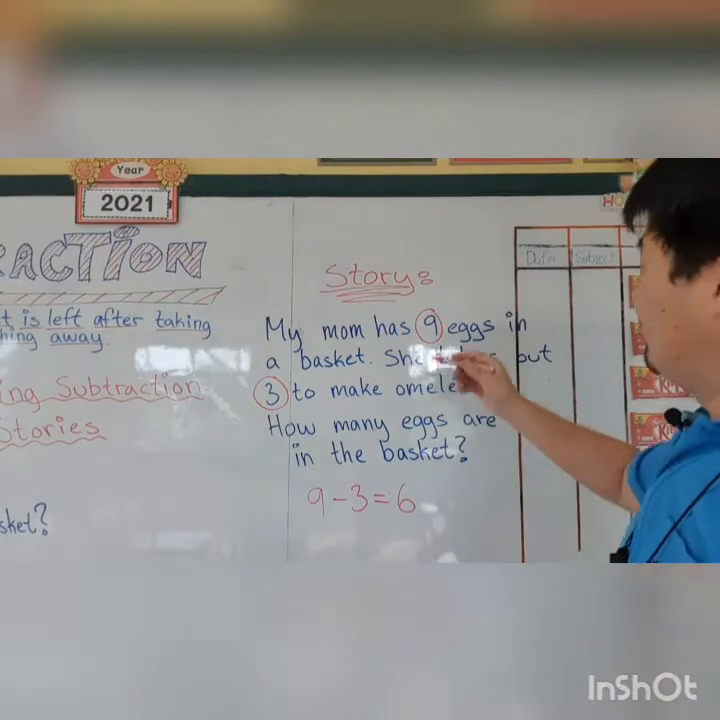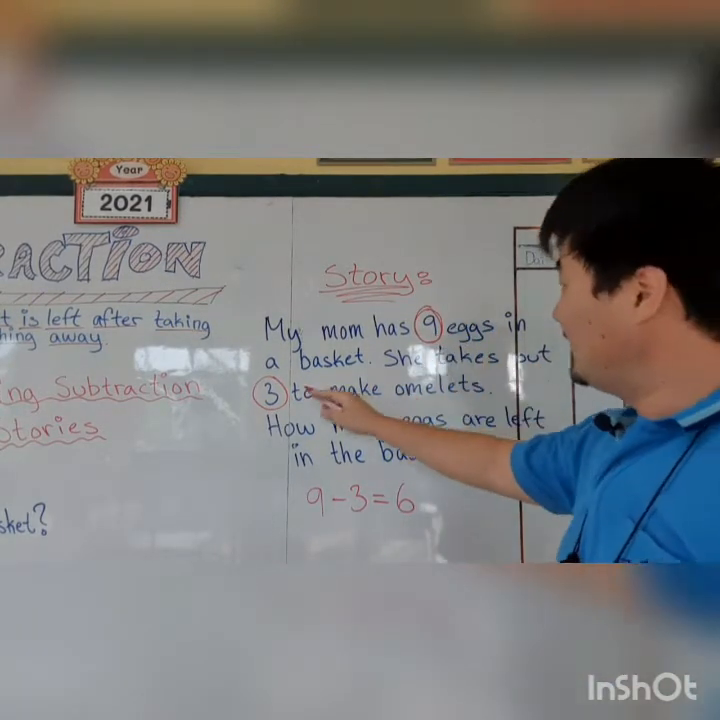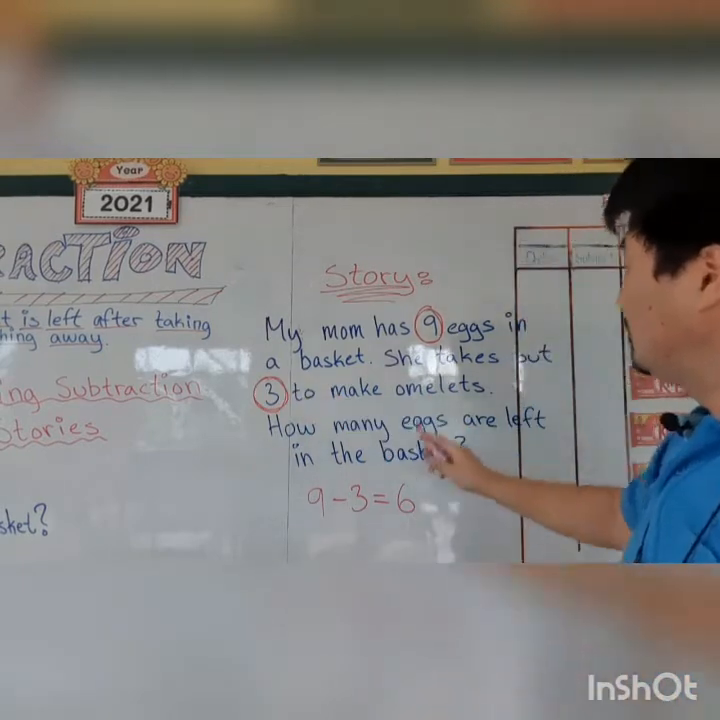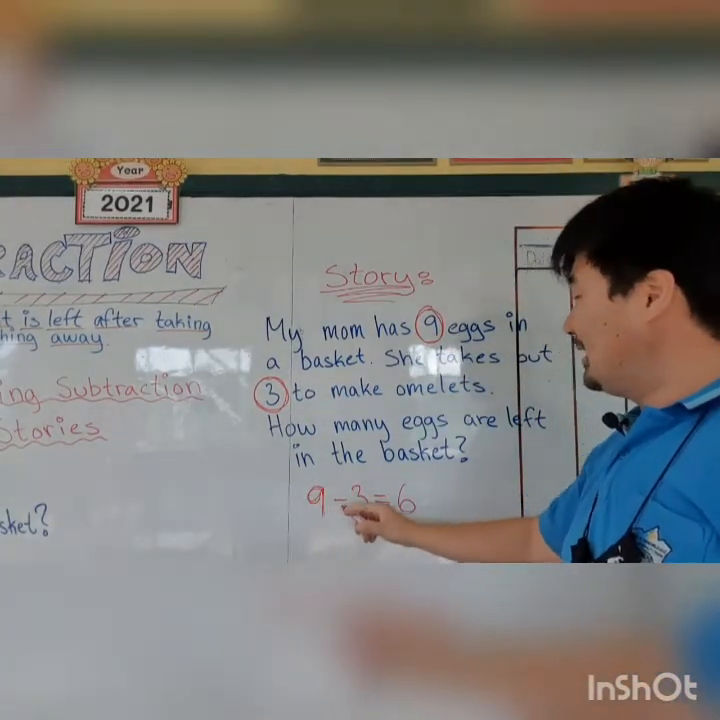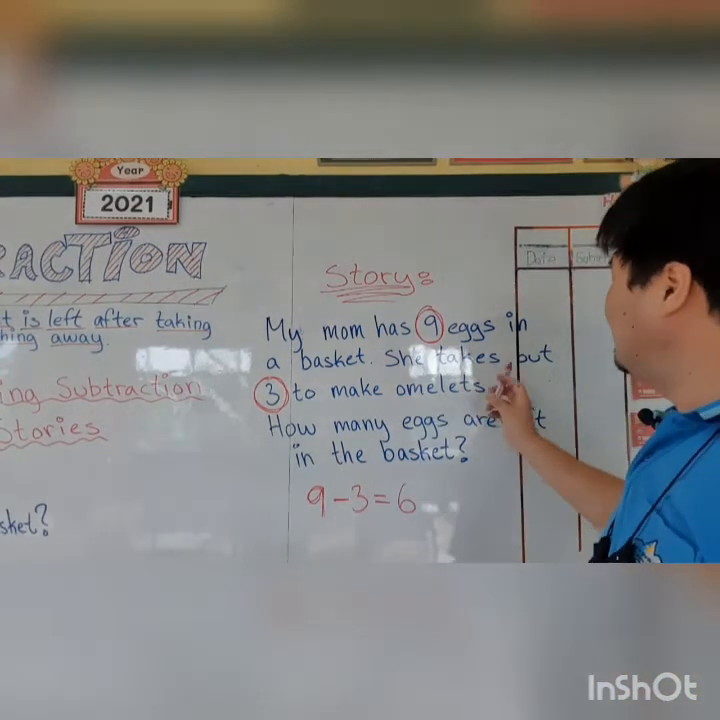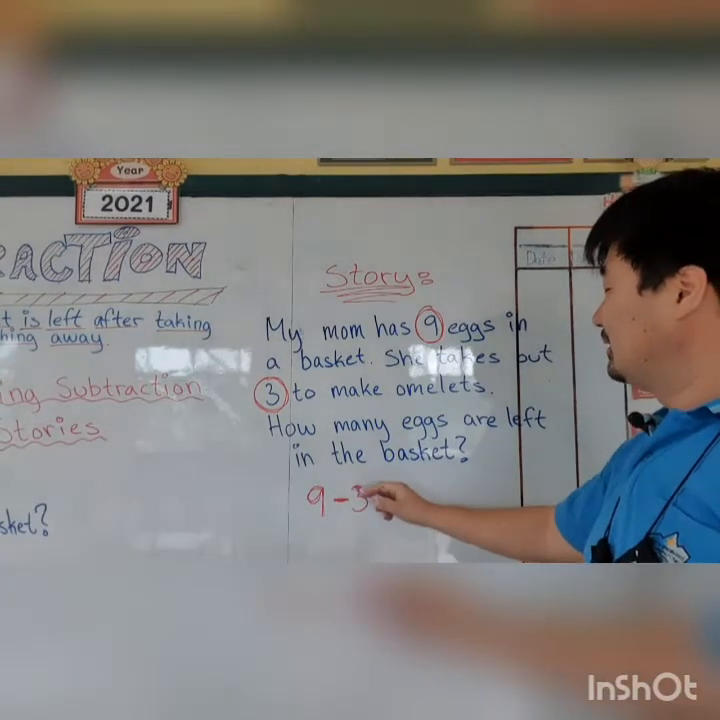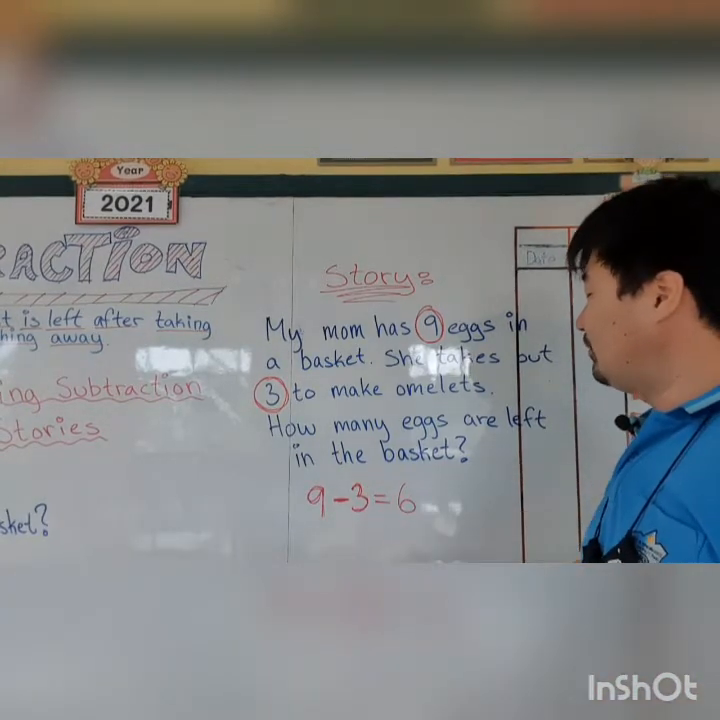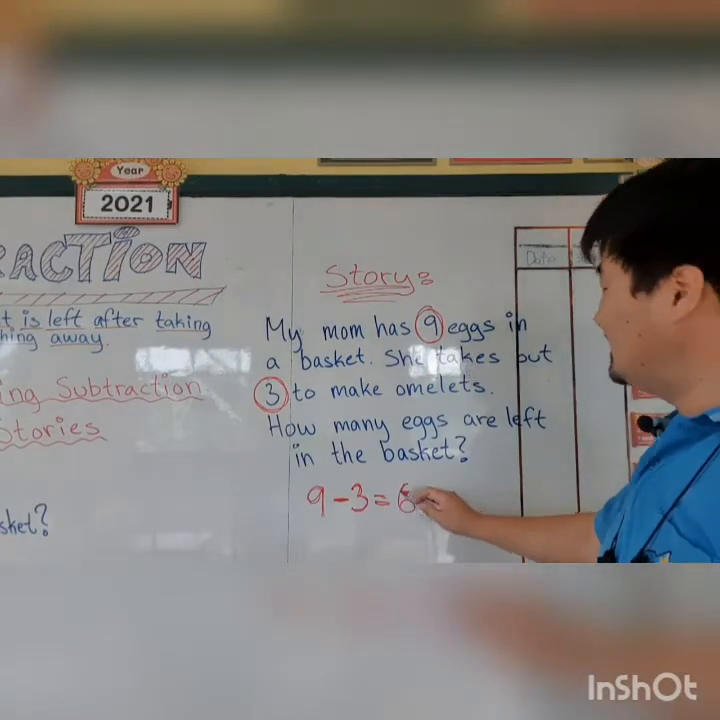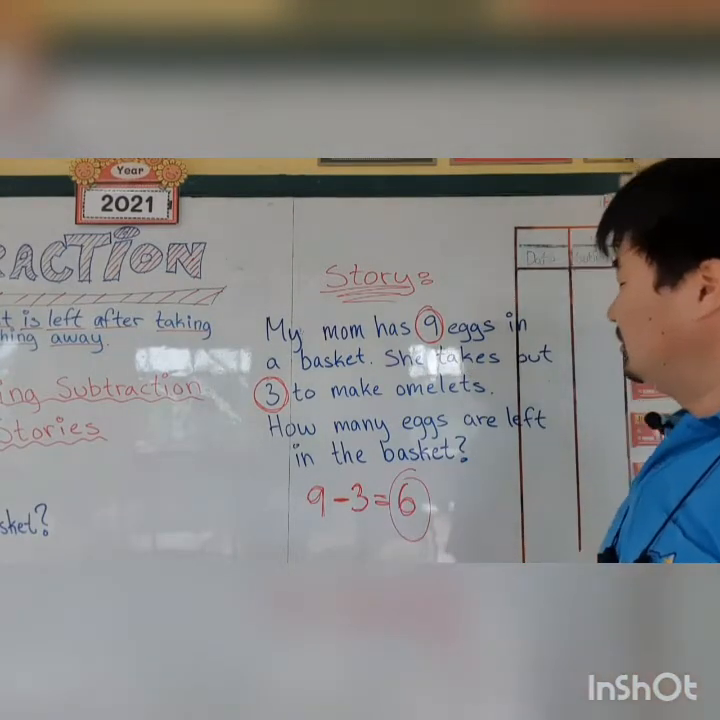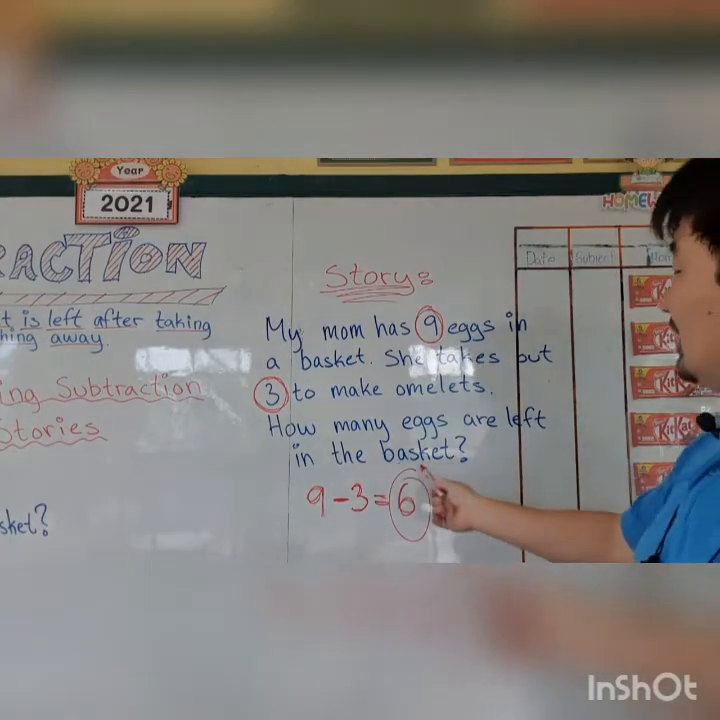So I have already circled numbers 9 and 3. So she has 9 to start with, and then she takes out 3, which means minus, subtraction. So 9 minus 3 equals 6. So the answer is 6. How many eggs are left in the basket?